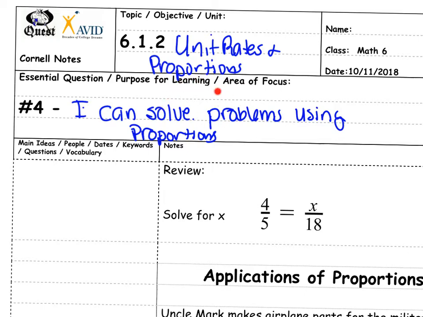Make sure that you fill in this top objective and unit. So the unit is 6.1.2, Unit Rates and Proportions, and today we're going to learn, by the end of this lesson, I hope you will be able to solve problems using proportions. Don't forget your name, your class.